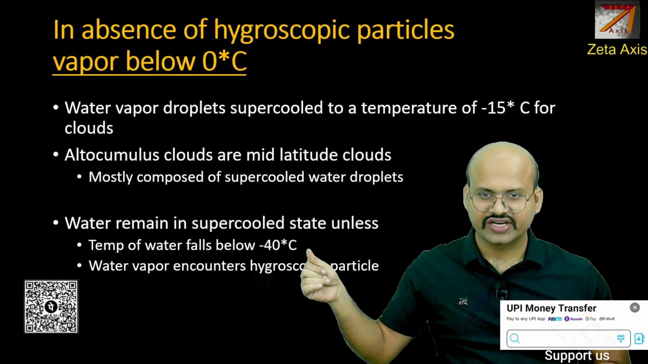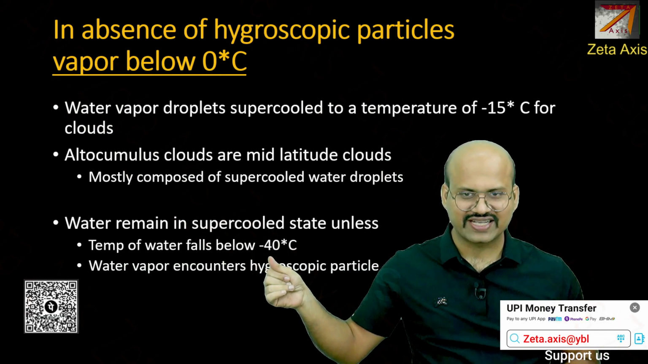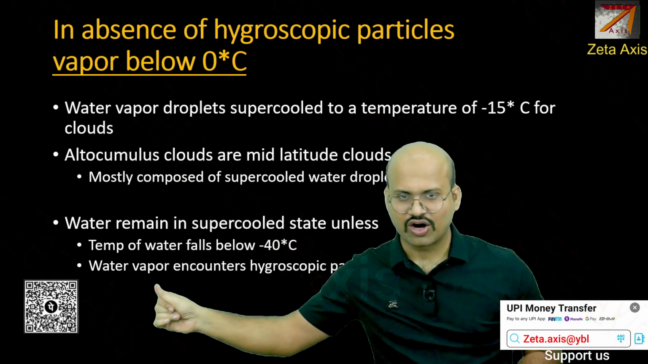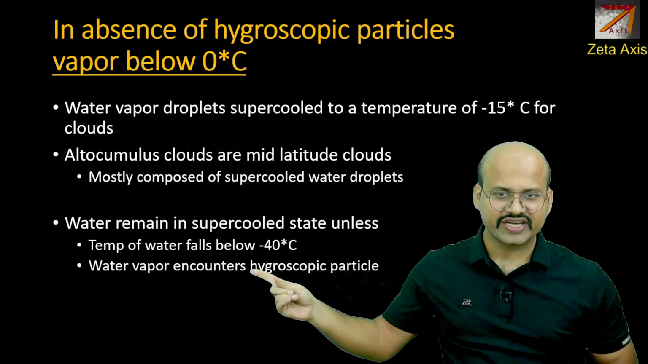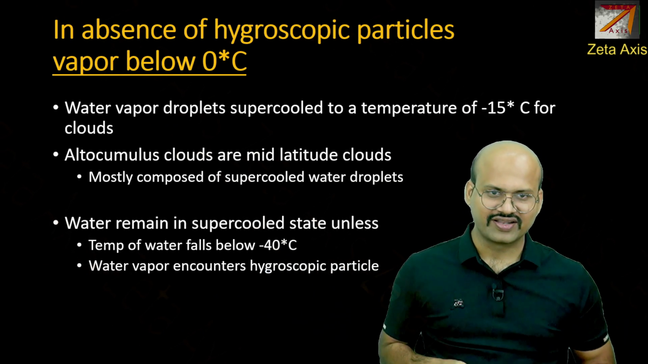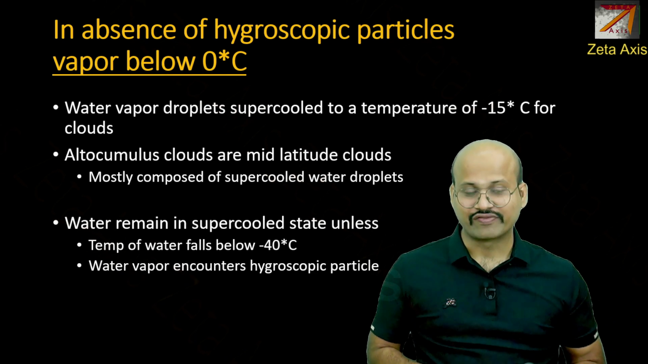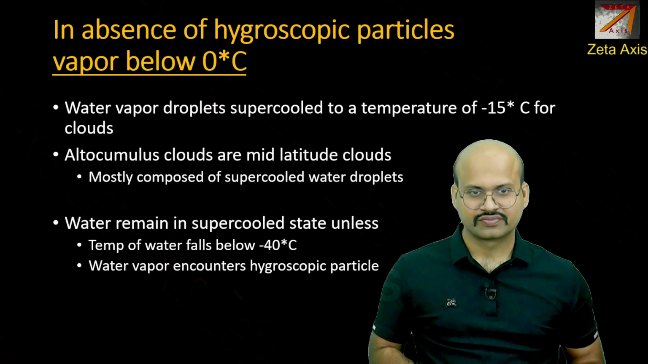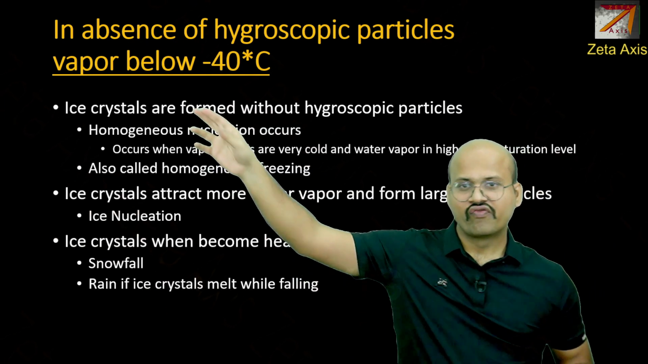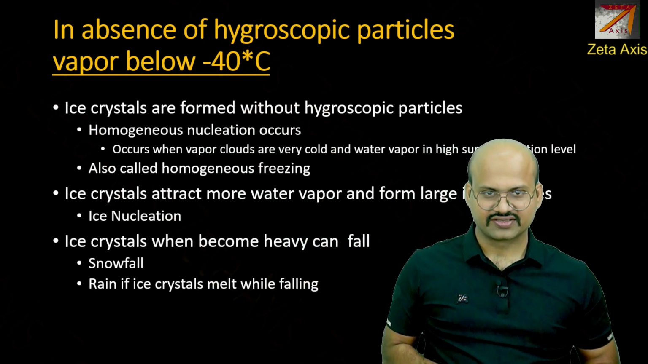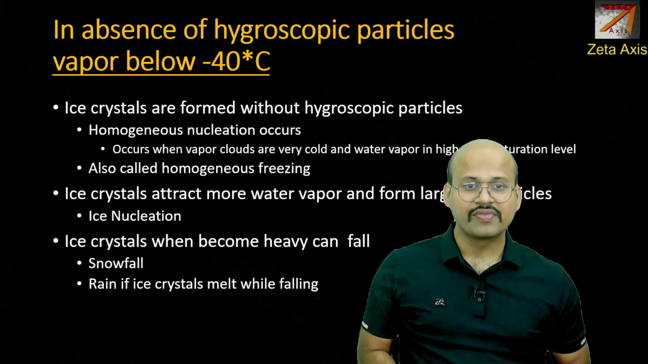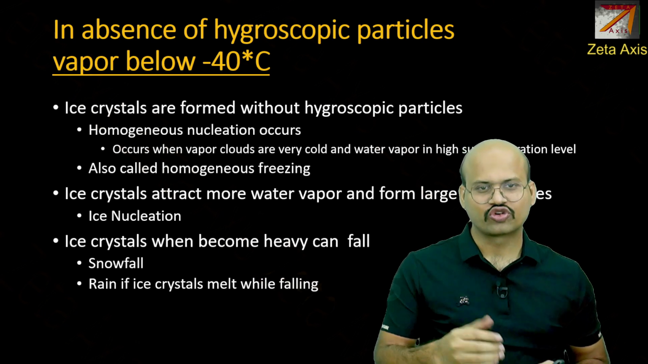Either the temperature will fall below minus 40 degrees Celsius or the water vapor encounters a hygroscopic particle. If it encounters a hygroscopic particle, it will form ice crystals and we will have snowfall. However, if the vapor goes below minus 40 degrees Celsius, then it will form ice crystals without hygroscopic nuclei.